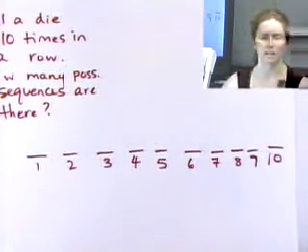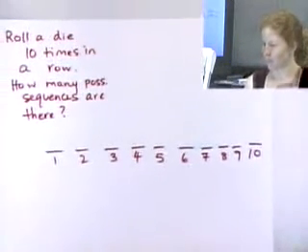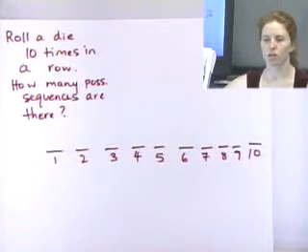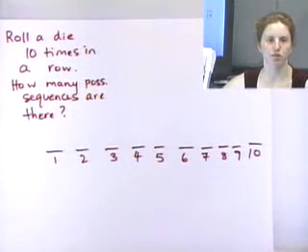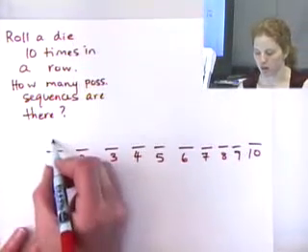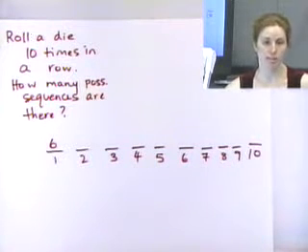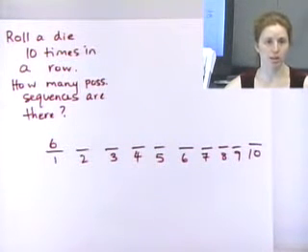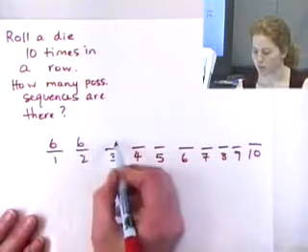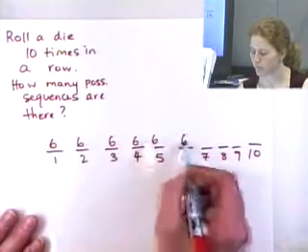Okay, and we have a 6-sided die. So how many numbers are possible on my first roll? 6. There's 6 numbers possible there. How about on the second roll? 6 again, because I don't exclude the one that I rolled the last time. So that happens again for all 10 of them.